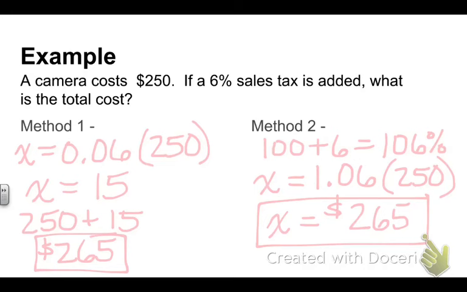All right, two different ways to find the answer. It is a personal preference. Do you want to find the tax and add it to the cost in method one, or do you just want to go ahead and add the percents and then multiply, and boom, there's your answer? Whichever one you want to do is acceptable.